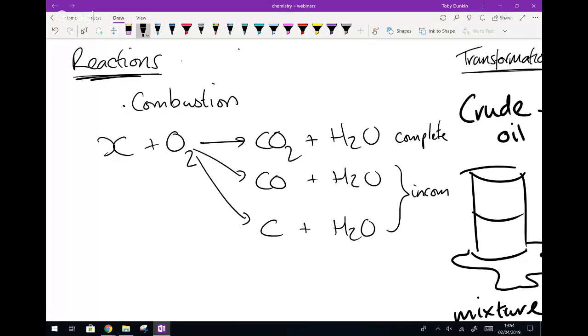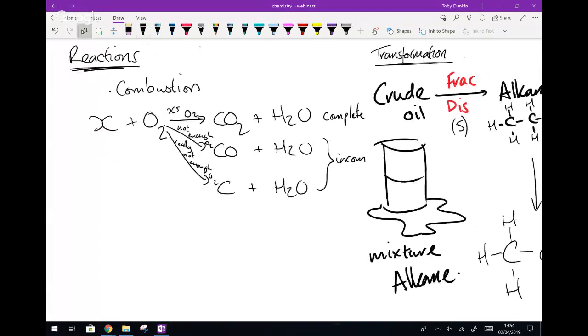So this has got excess oxygen, so more than enough oxygen. This is not enough. It's insufficient, not enough O2. And this is really not a lot, really not enough oxygen. Not enough O2. So, and then of course, we come across all of the problems that this relates to.